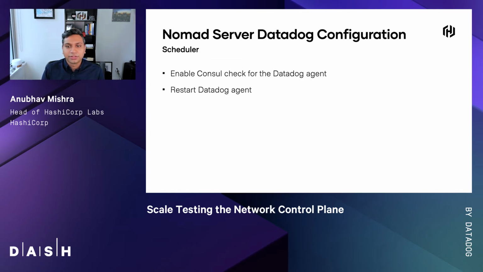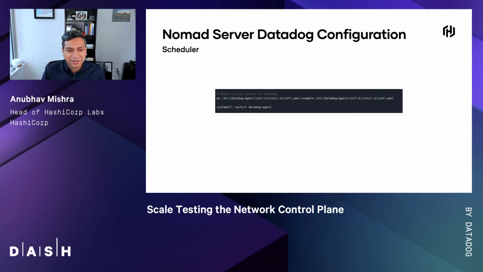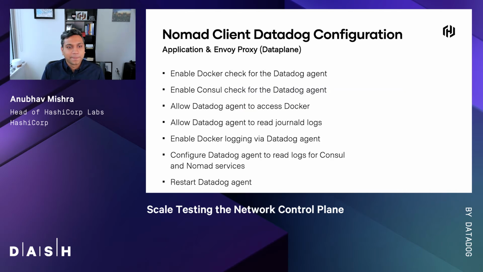Pretty straightforward configuration here. So for the Nomad server, which is a scheduler, all we did is enable the console check for the console agent running on the Nomad server, and then the console check for the Datadog agent, and then we restarted the Datadog agent. And this is the snapshot of the configuration. Pretty straightforward. All we're doing is moving a file and then restarting Datadog to do this.